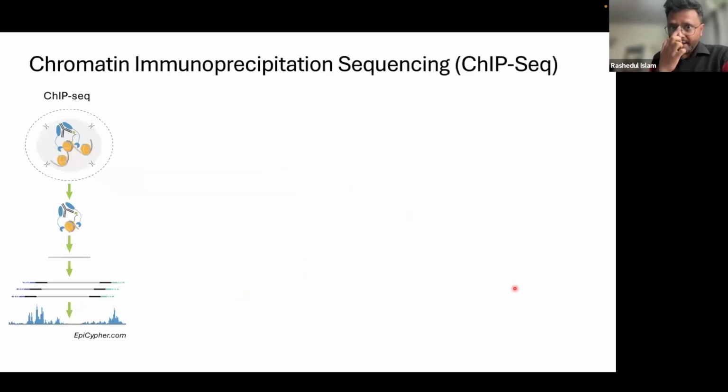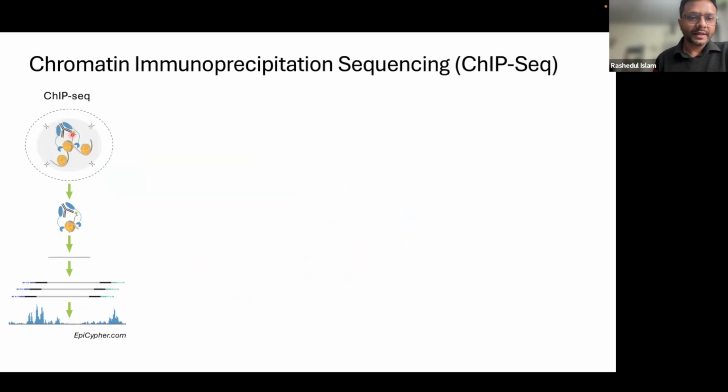Using chromatin immunoprecipitation sequencing, or ChIP-seq, we can identify the genomic locations where there is a promoter or an enhancer, or where the region is heterochromatic. There are many protocols to identify those locations. Here I'm showing one example of a ChIP-seq protocol.